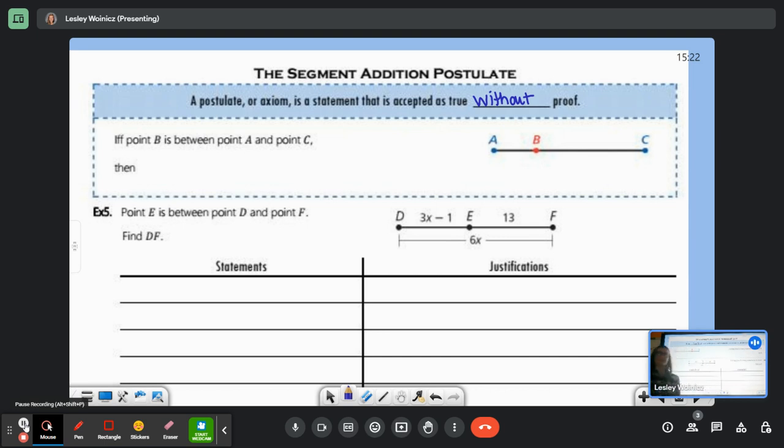We're going to be doing some proofs in here, and we need a couple of statements that we can just accept as true without having to prove them. Otherwise, we have no basis for the rest of our proofs. So this is something that everyone just kind of agrees is true without needing to prove it.